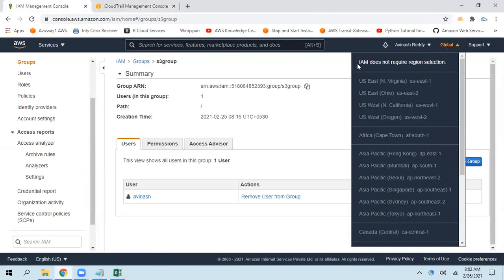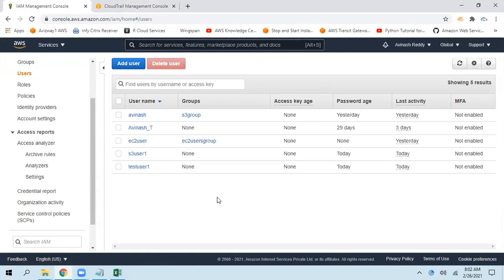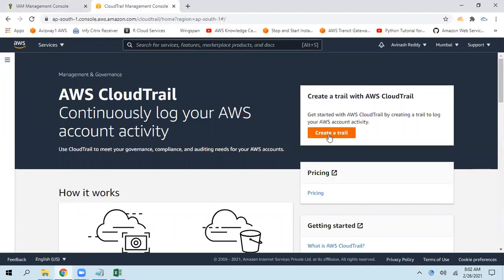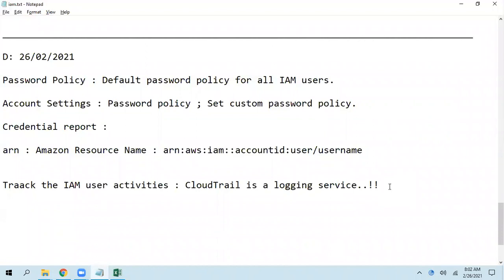IAM is a global resource. That means IAM does not require region selection. Whatever user or group you create here, that user can roam across any of the regions. If you give EC2 permission, he can access it in all the regions. Here, by default, it will ask you to create a trail, but CloudTrail is enabled by default, and it stores the last 90 days of activities.